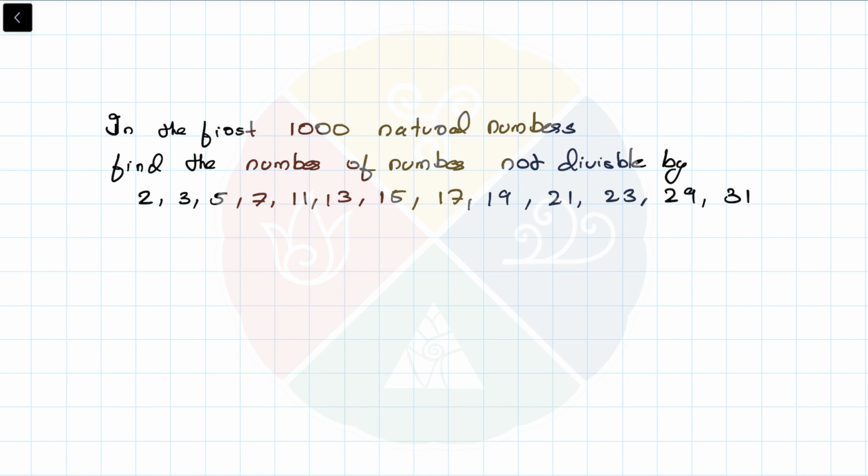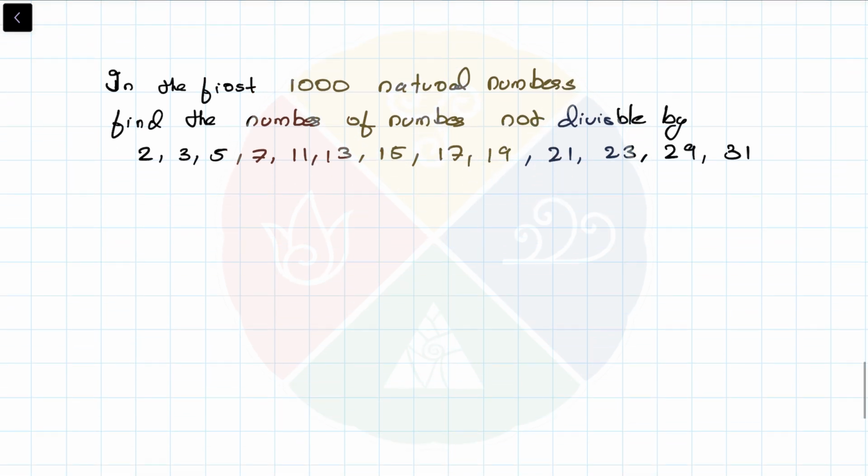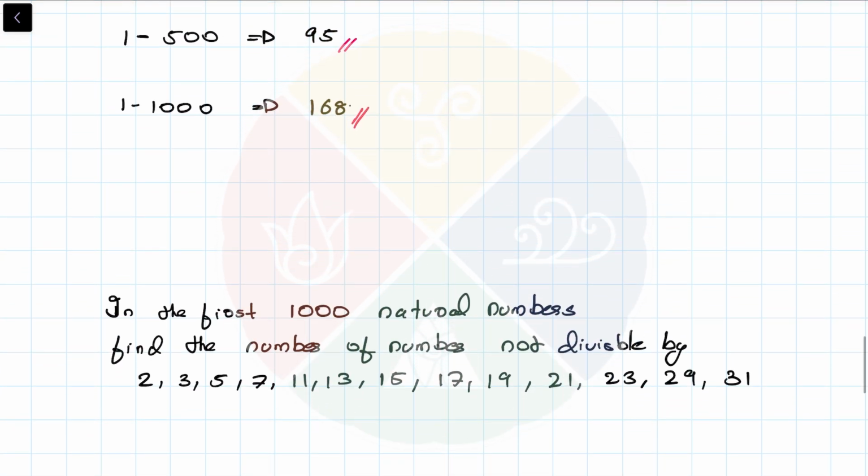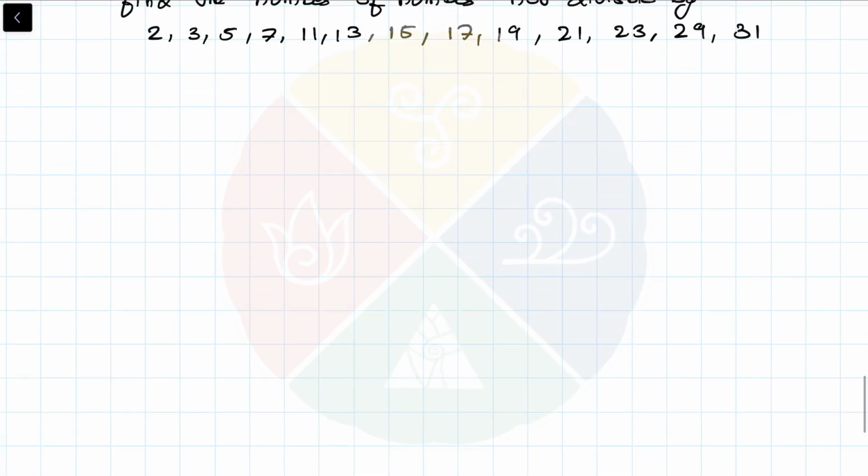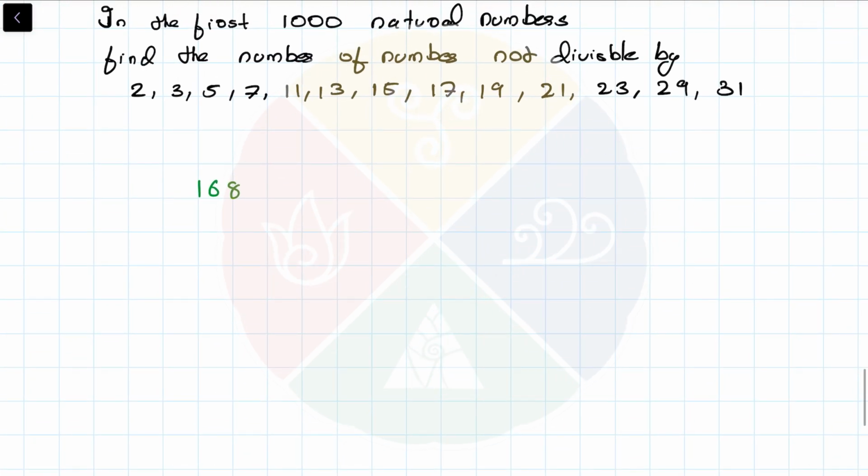Okay, I'm going to give you the solution. One thing which I know is that in the first 1000 natural numbers I have 168 prime numbers, and we are looking for the numbers which are not divisible by these many numbers. If you look at 15, I can eliminate it, because if a number is not divisible by 3 and 5, it will not be divisible by 15. 21 also I can eliminate, because 3 and 7 are already there.